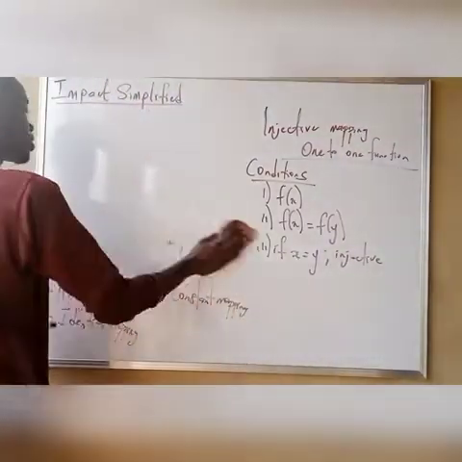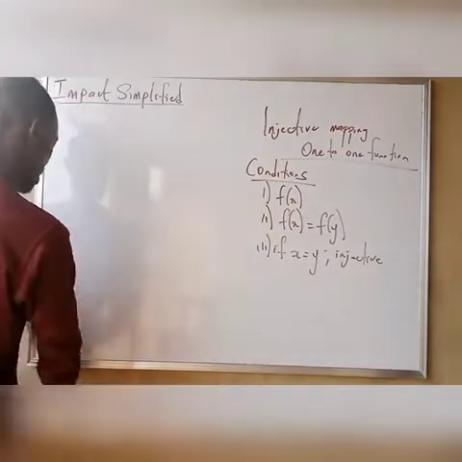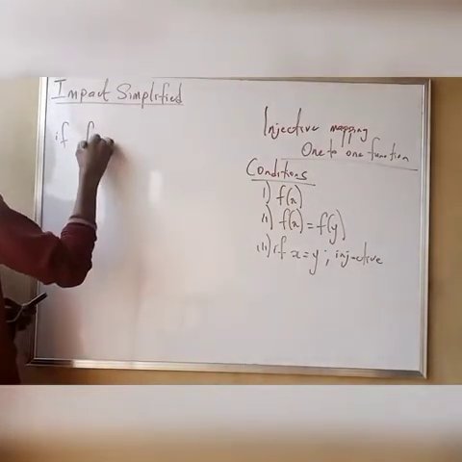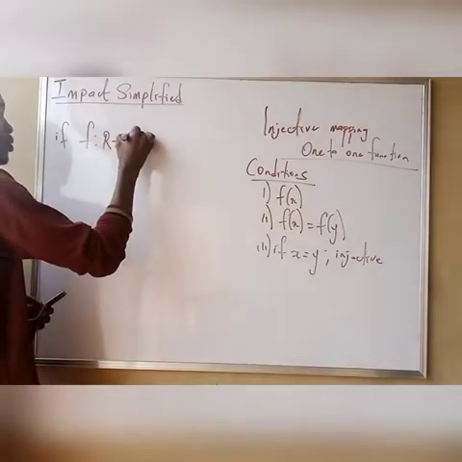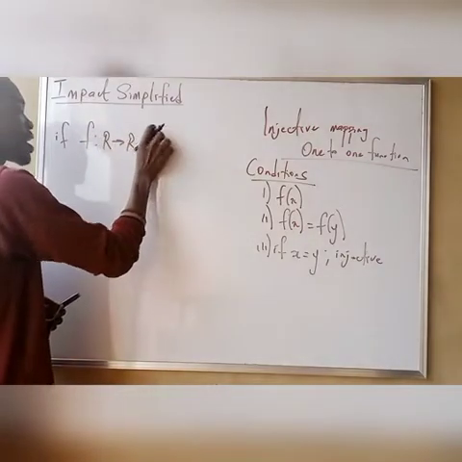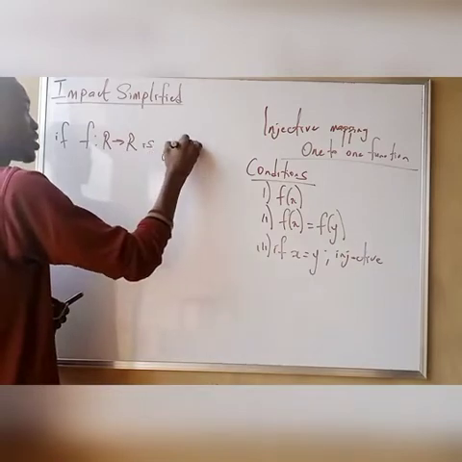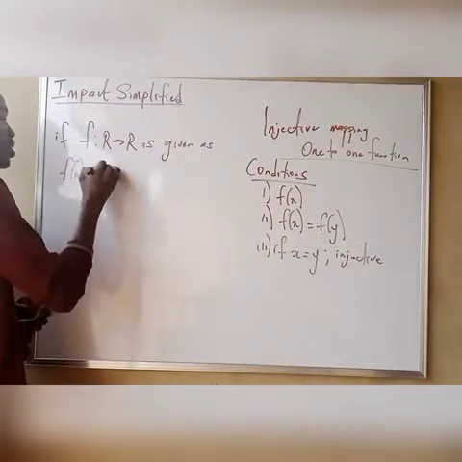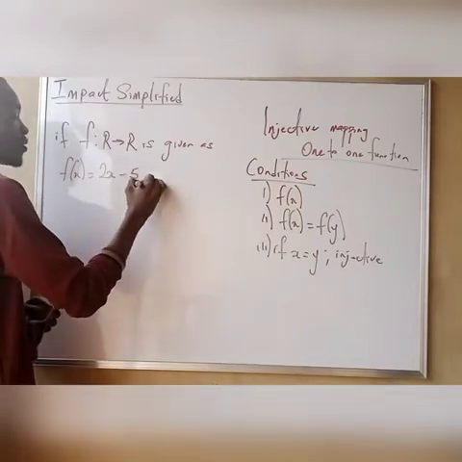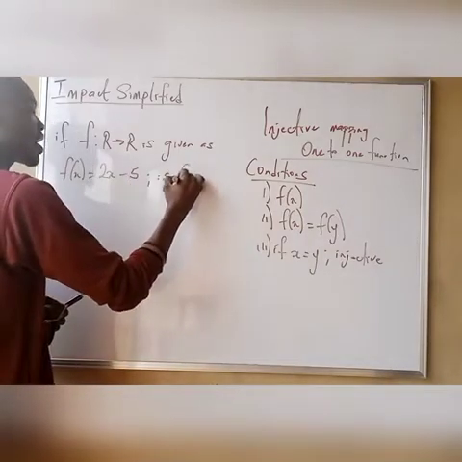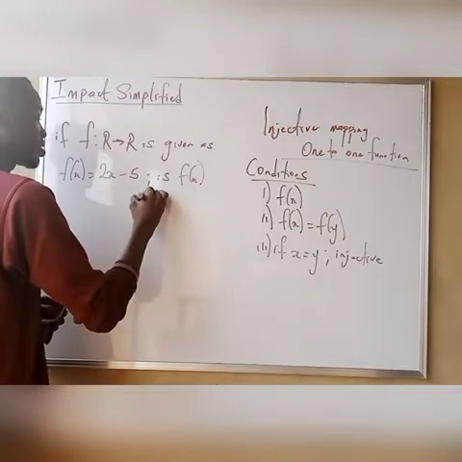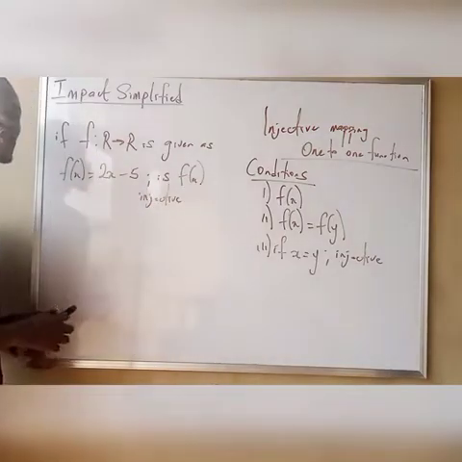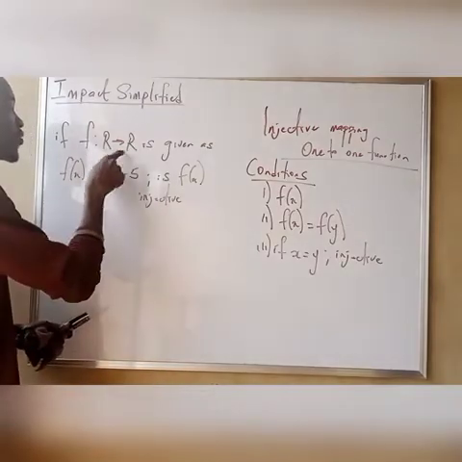Now, based on that condition, let us look at this question. They said if f: R to R is given as f of x is equal to 2x minus 5. They said is f of x injective? So for us to solve this, what is the meaning of R to R?